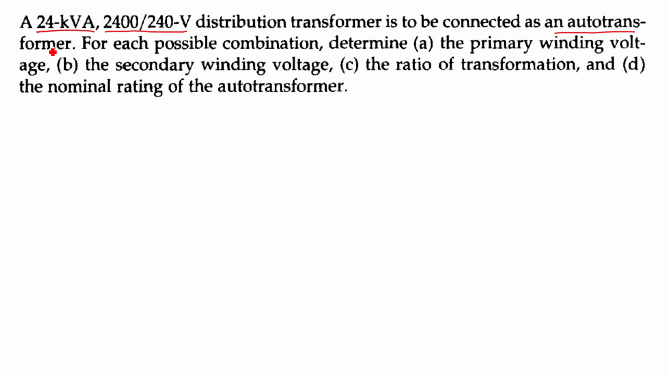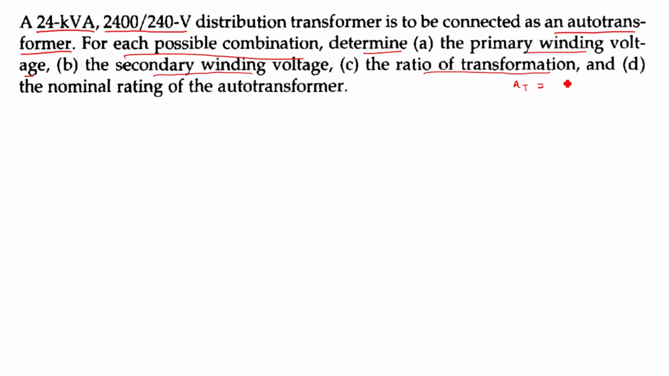Okay. So we have already seen how we can connect the windings in series, and we can take the taps at different points to get different combinations of autotransformers. So for each possible combination, so there are 4 possible combinations, right? For each possible combination, determine the primary winding voltage, the secondary winding voltage, the ratio of transformation, that is AT, right? And the nominal rating of the autotransformer.